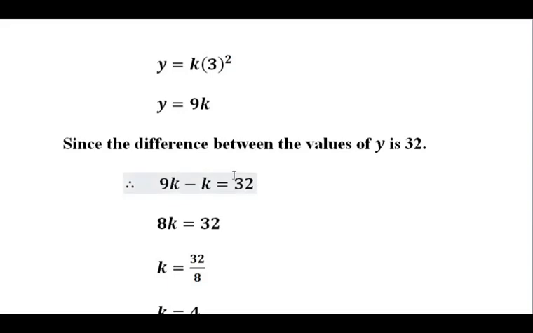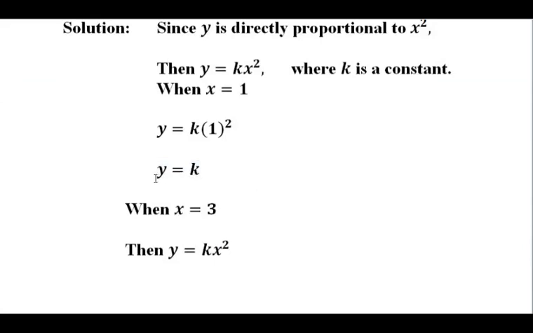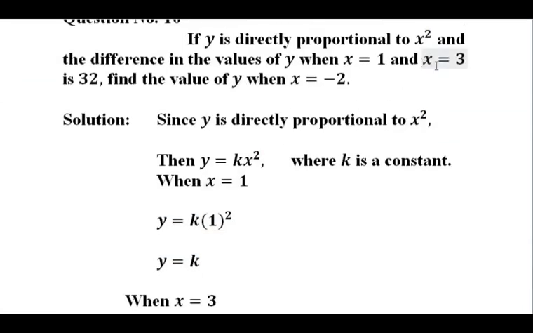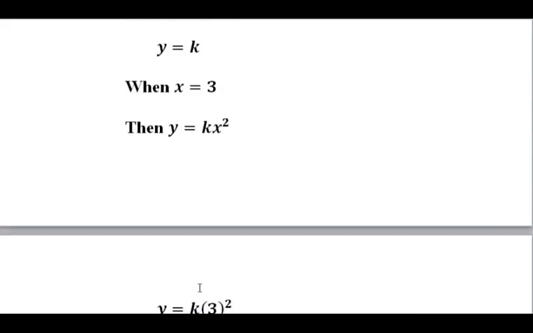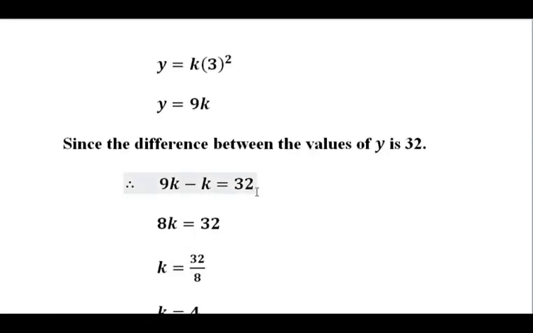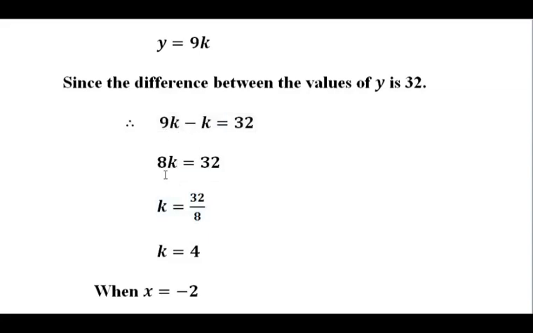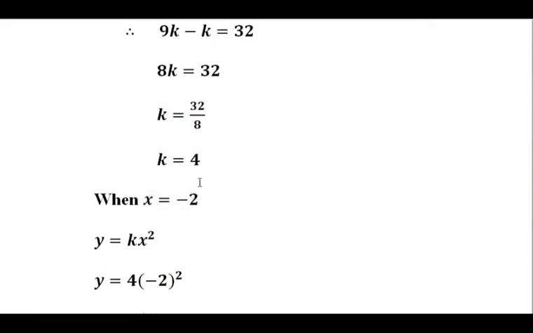9k minus k is the difference between the values of y. When x equals 1, we get y equals k, and when x equals 3 is substituted, we get y equals 9k. So the difference between 9k and k, according to the statement of the question, is 32. Therefore, I will write 9k minus k equals 32. Now 9k minus k, they are like terms, so we can subtract them. The difference is 8k equals 32. To find k, we can write this equation as 32 upon 8, and 32 is divisible by 8, so 8 times 4 equals 32.